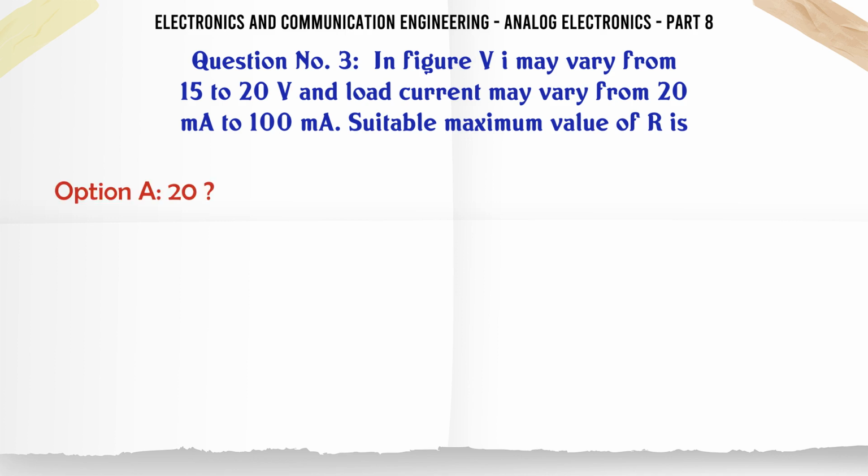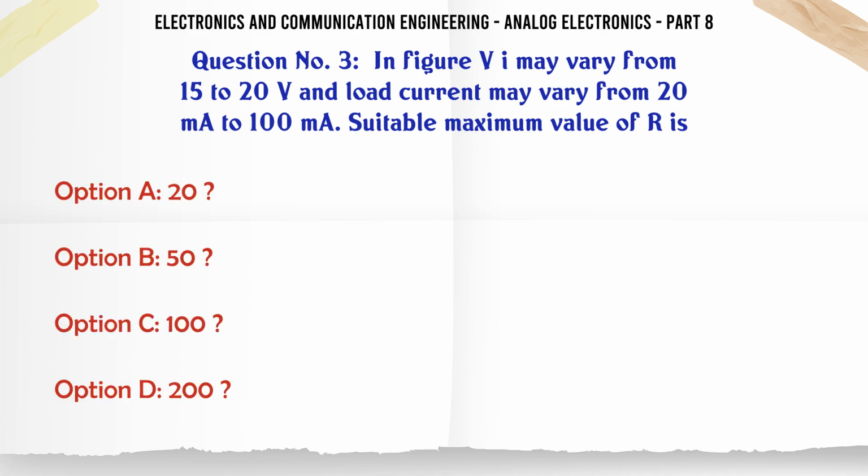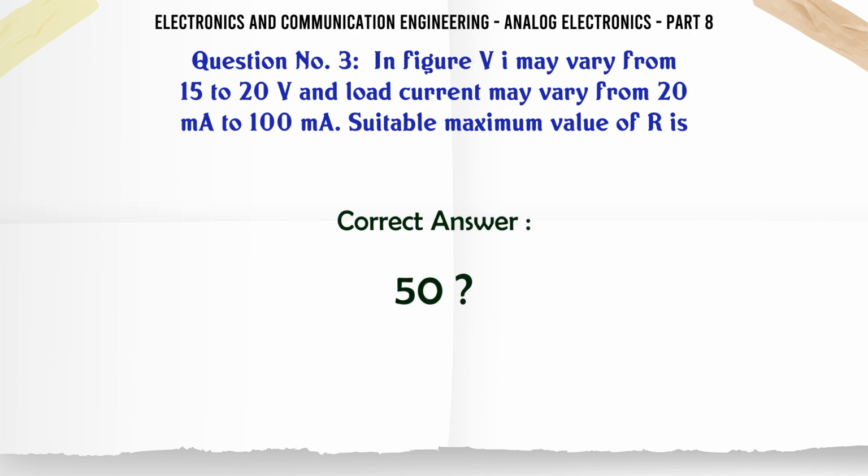In the figure, Vi may vary from 15 to 20 V and load current may vary from 20 mA to 100 mA. Suitable maximum value of R is: A, 20. B, 50. C, 100. D, 200. The correct answer is 50.